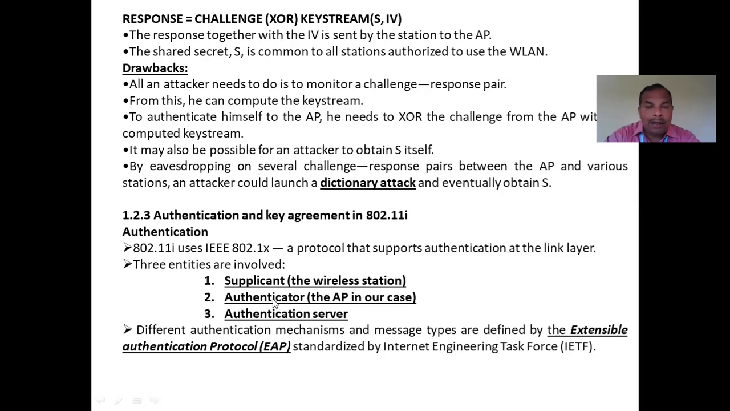There are three entities. One is the supplicant, second is the authenticator, and third is the authentication server. To have communication between the supplicant, authenticator, and authentication server, we are going to use the Extensible Authentication Protocol, called the EAP protocol. This is the protocol standardized by the IETF.